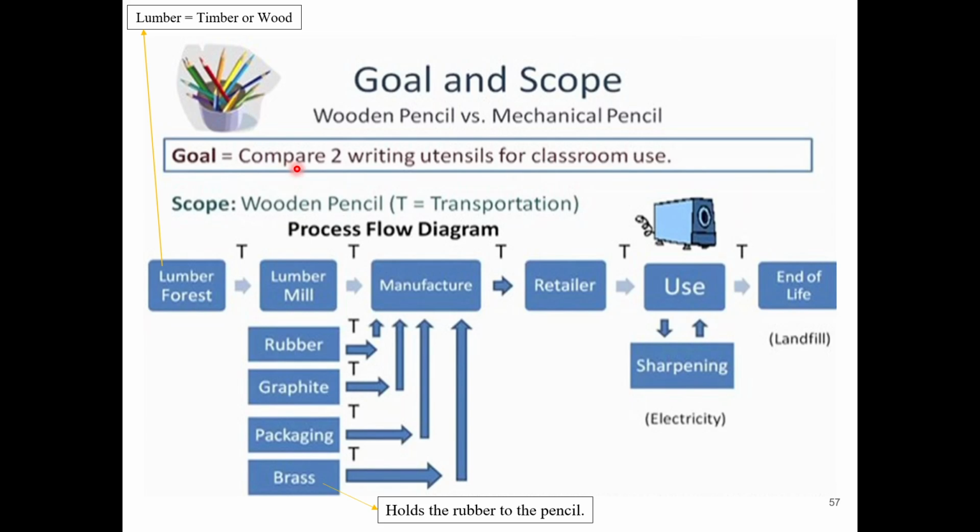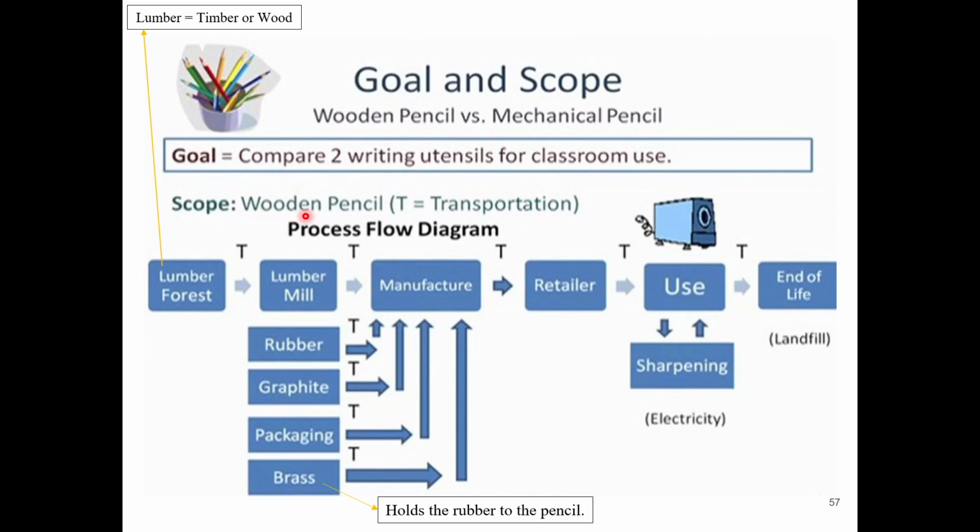Okay. So the goal is to compare two writing utensils for classroom use. So that is the goal, and this is an example between wooden pencil and mechanical pencil. So firstly we have to see the scope. Our goal is to compare two writing utensils for classroom use, and for that we have to go for each of them individually.